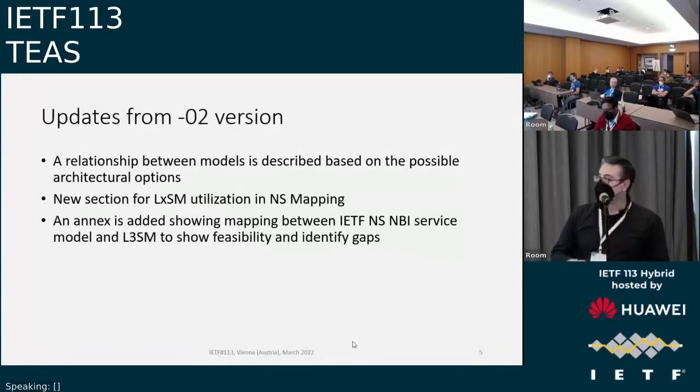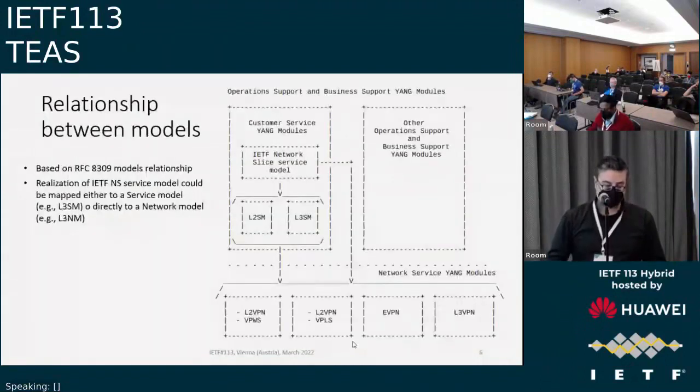And then we included an annex trying to do a mapping between the IETF network slice northbound interface as it is defined today and one of the cases that could realize that with a layer 3 service model, right? So our idea is to keep progressing on this and identify gaps and so on. I will detail each of these updates a little bit.